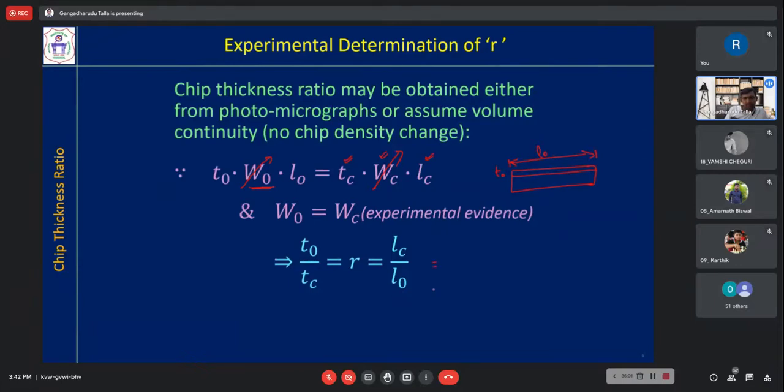Now if you divide this LC by LO with the time, like LC by unit time, LO by unit time, what are these? VC by V. So R is equal to VC by V also. And LC by LO is more important for us. Now what is this time required for removing this slab? It is indirectly nothing but giving the cutting velocity.